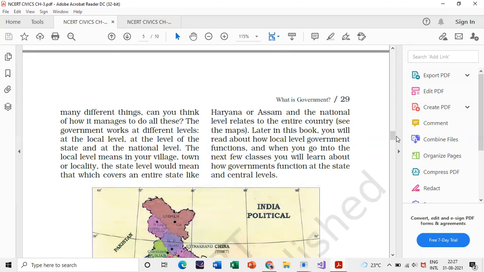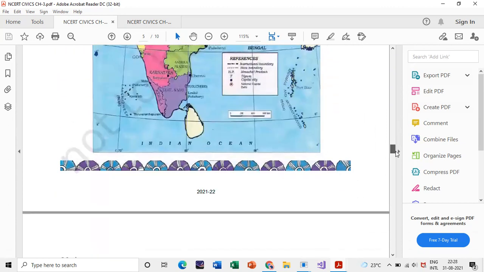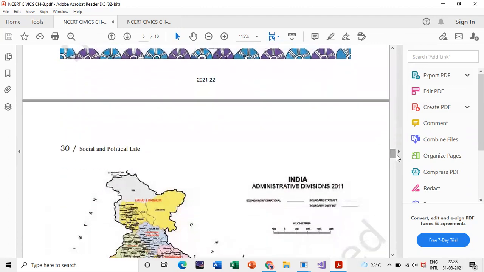The answer is the government's levels. There are three different levels, and you have to write these levels: local level, national level, or village level, locality, town. Always give examples, or you can get the answer anywhere, but the question is a little different, which I'm going to tell you.